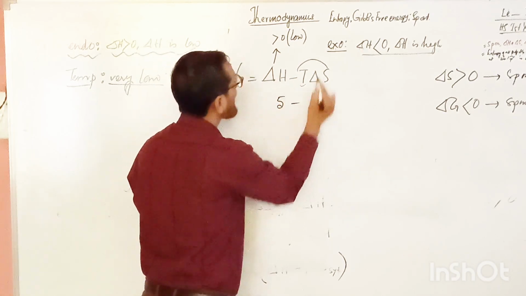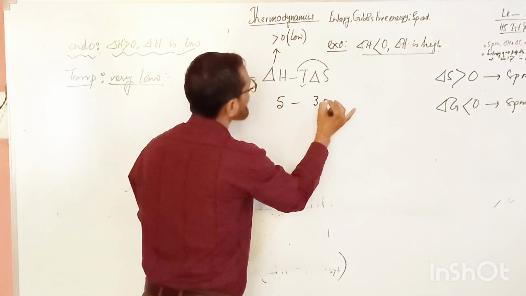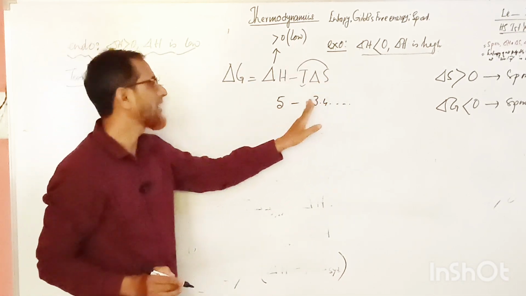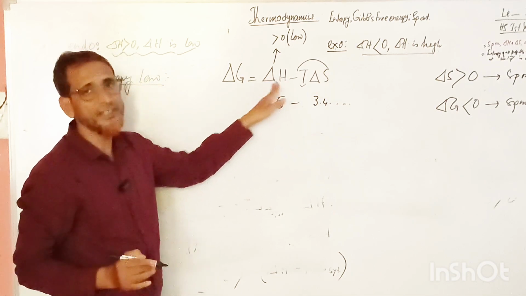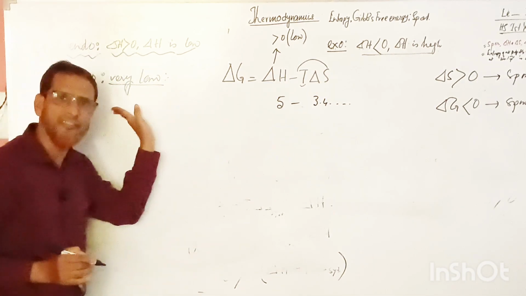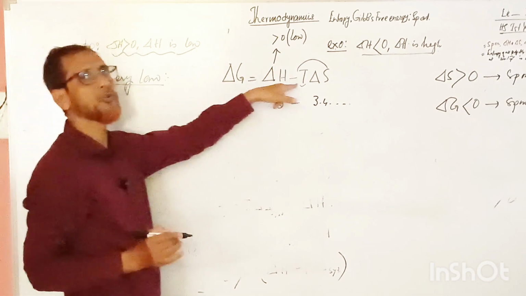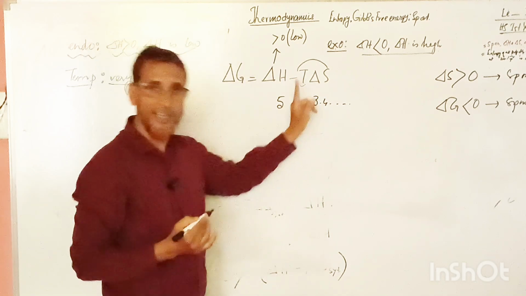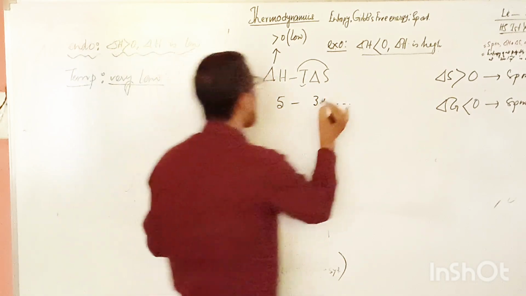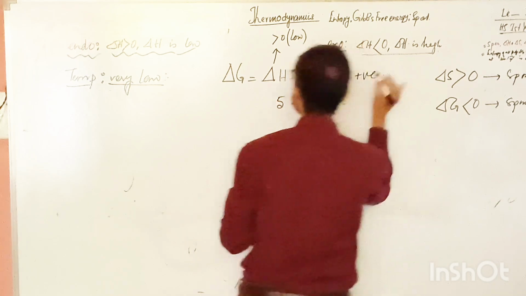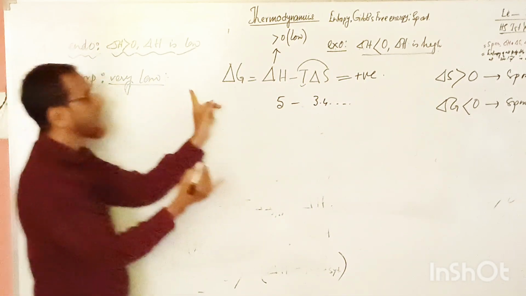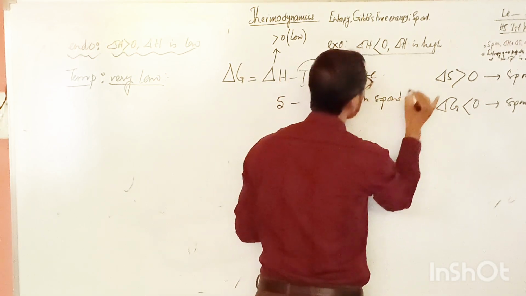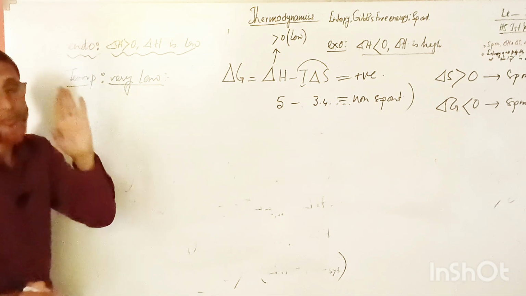So ΔH is, say, 5, and this product has certainly not crossed 3.4 or so, because the temperature is low and the entropy is also low. It has not crossed this low positive value because the temperature is very low. At very low temperature, entropy change, meaning randomness, is very low, and the product with temperature is again low. So positive minus a very low value is positive. So you are getting ΔG positive at very low temperature, which means it is non-spontaneous.